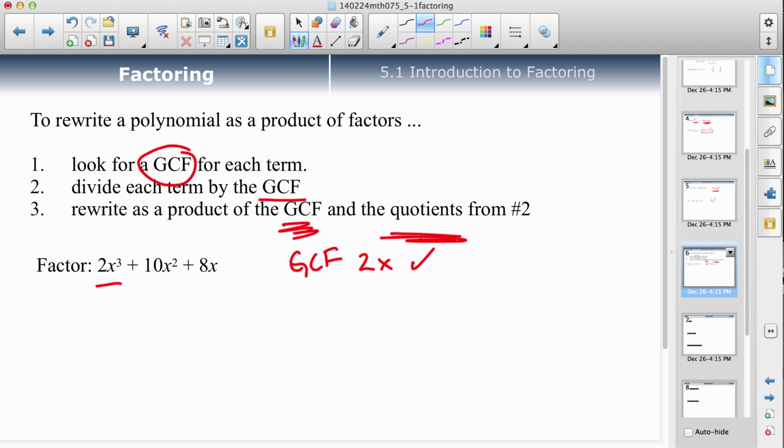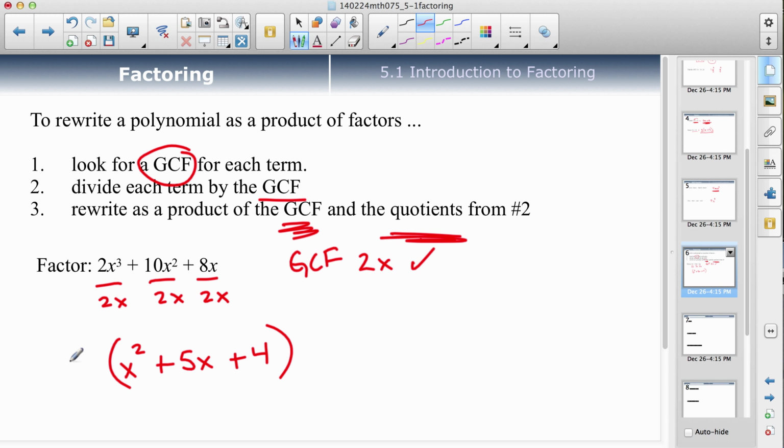So if I divide this by 2x, I divide this by 2x, and if I divide this by 2x, in this first one I'm getting x squared. The next one I'm getting 5x, a positive 5x, and the last one I'm getting a 4. Then it says here, rewrite as a product of the greatest common factor.